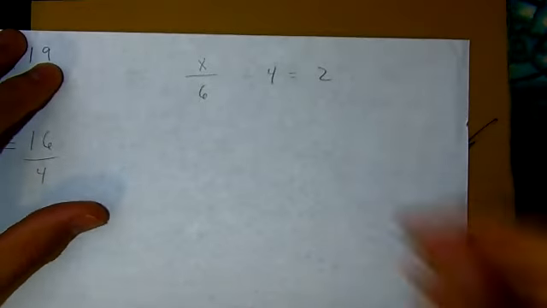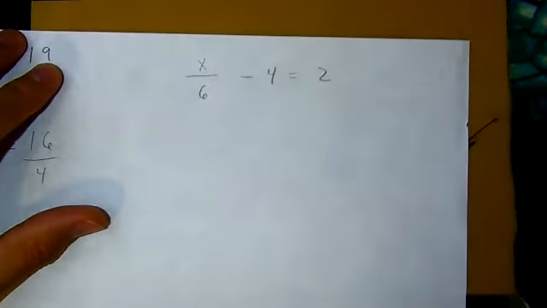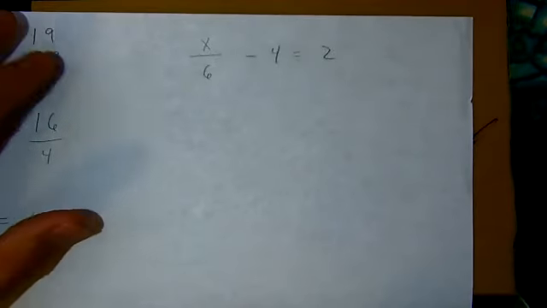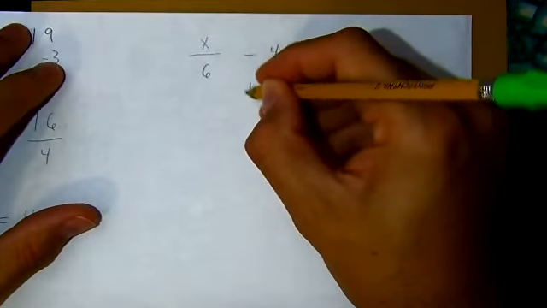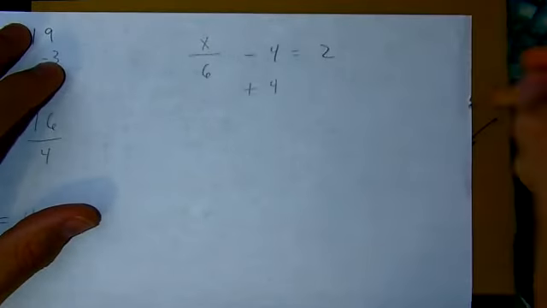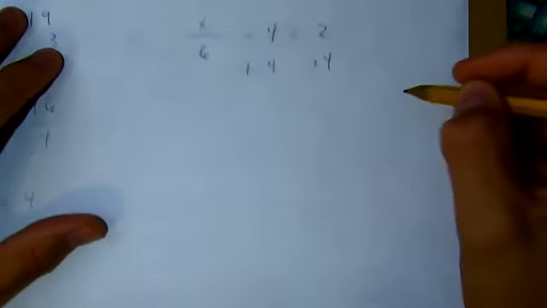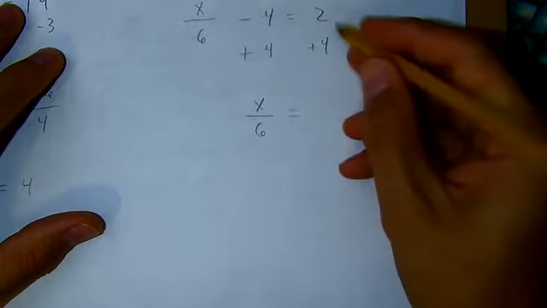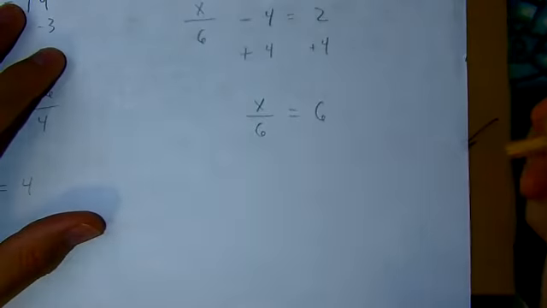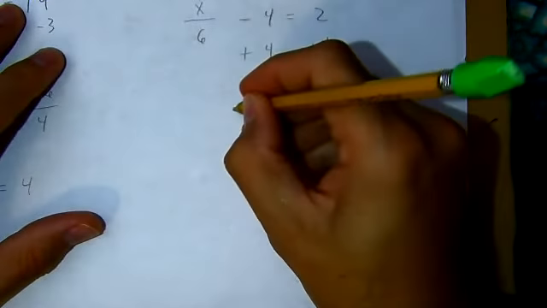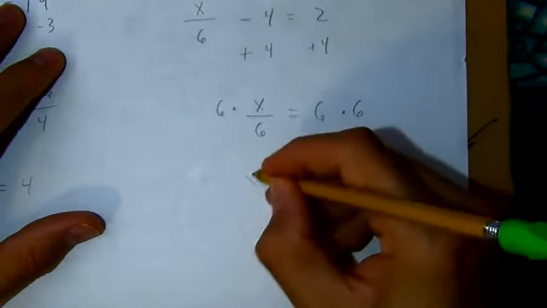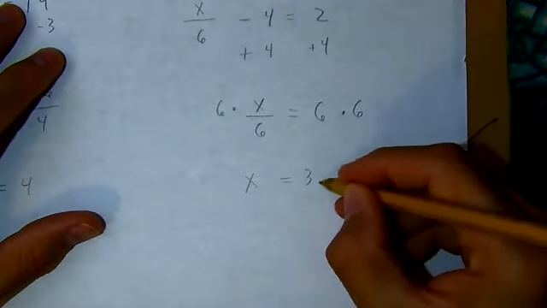X over 6 minus 4 equals 2. So like I just said, first thing you do is add or subtract. So you would add 4 to both sides. Bring down your x over 6, your equals, and add here. Then multiply by 6. Multiply by 6. X equals 36.